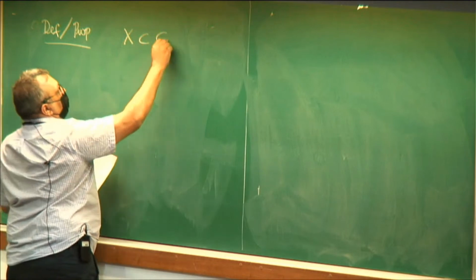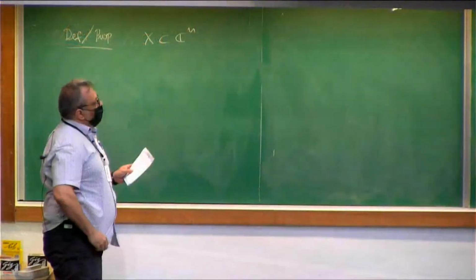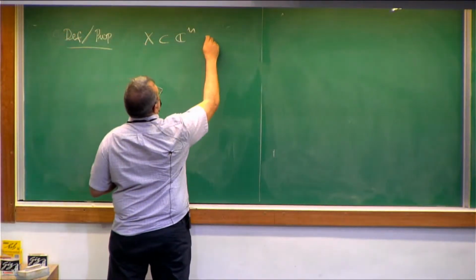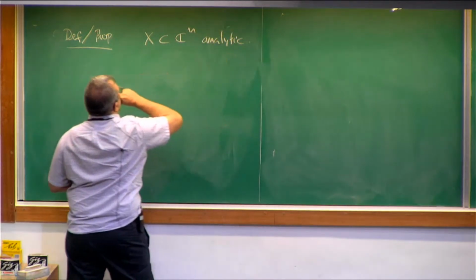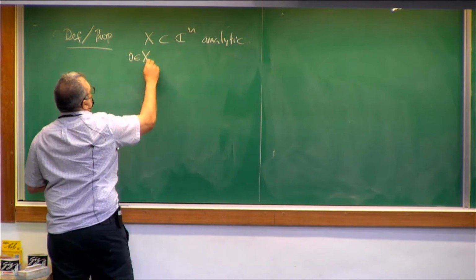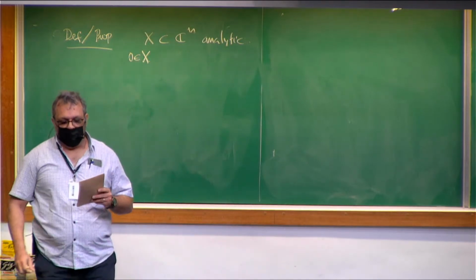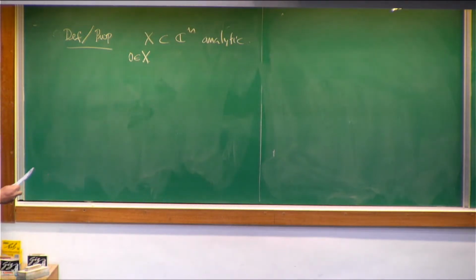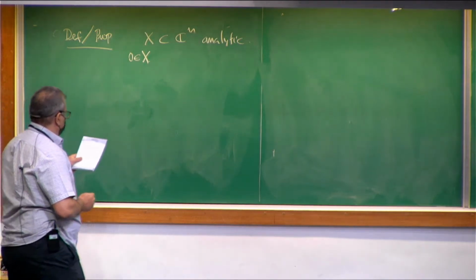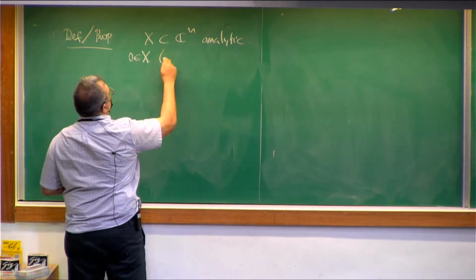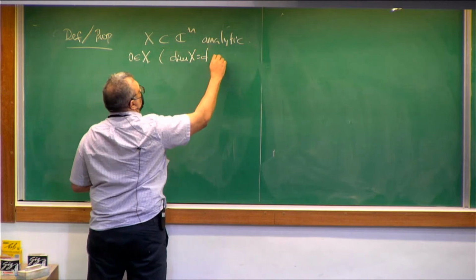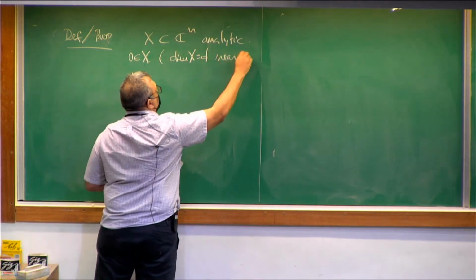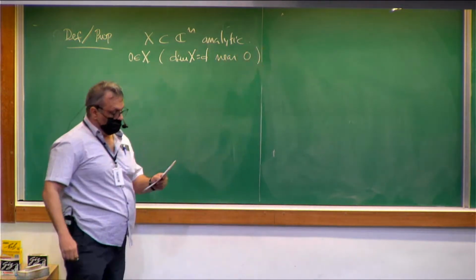For us, X is a complex analytic set, and we suppose 0 is a singularity of X. We look at X near 0, the origin, and the dimension of X is equal to d, at least near the singular point, okay?